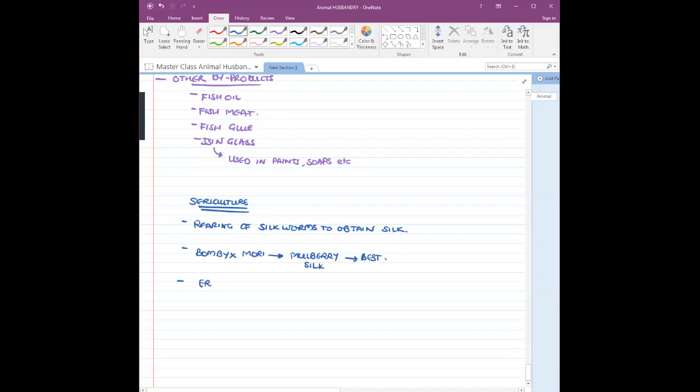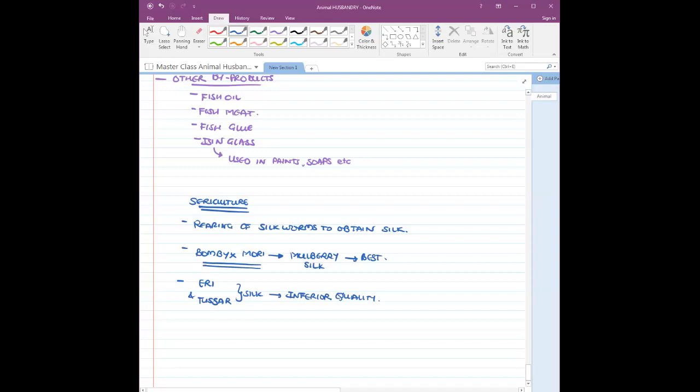Now, guys, after your Bombyx mori, we have other types of silk, which are going to be your eri and tussar. So mulberry silk, then we have your eri silk and tussar silk. But these silks are going to be of a little inferior quality. Not like it is terribly bad, but it is a little bit inferior as compared to your mulberry silk. And that is why Bombyx mori is the most sought after silk.